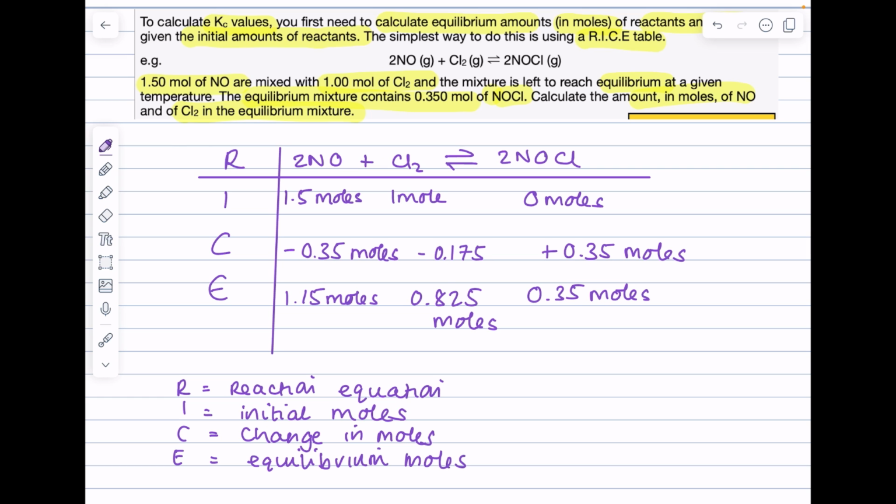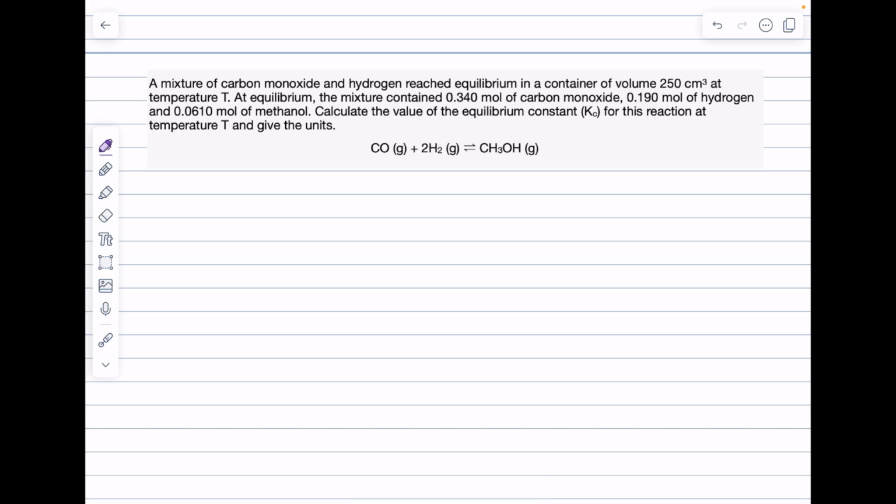So you've done all the hard work. We're now going to use this question to actually find a value of Kc together with the units. So here, a mixture of carbon monoxide and hydrogen reached equilibrium in a container of volume 250 centimetres cubed at temperature T. At equilibrium, the mixture contained 0.34 moles of carbon monoxide, 0.19 moles of hydrogen, and 0.061 moles of methanol. Find Kc and give the units.